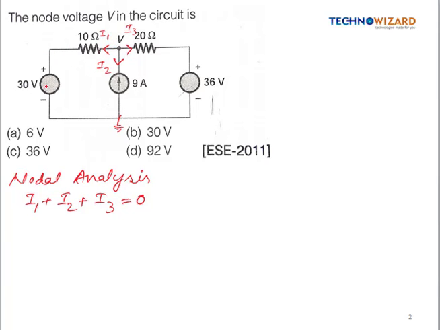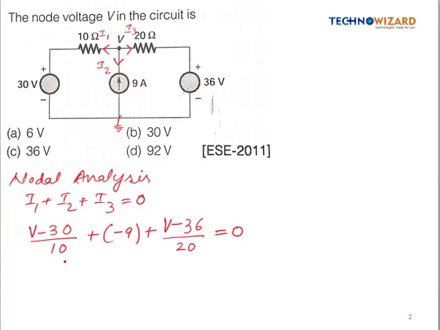Current I1 is flowing in this direction, so V is high potential, so it will be (V minus 30 volt) divided by 10, plus I2, which is minus 9, because this 9 ampere current is flowing in the upward direction but I2 is in the downward direction, so the value of I2 is minus 9, plus I3, which is (V minus 36) divided by 20, is equal to 0. The negative sign is because this 30 volt source is opposing the nodal current I1.